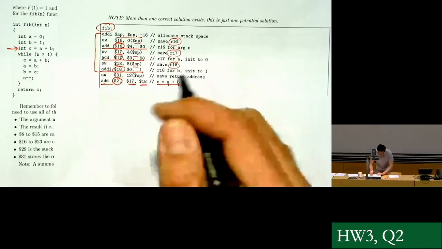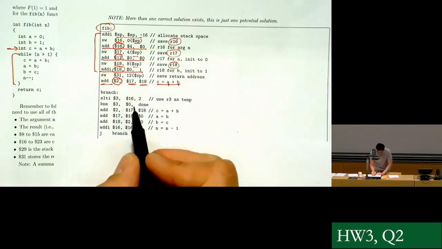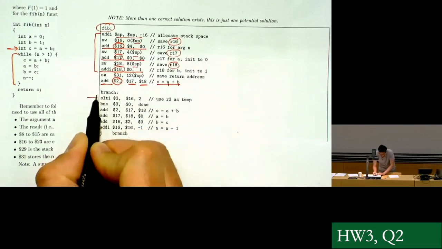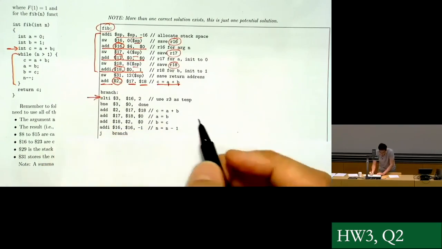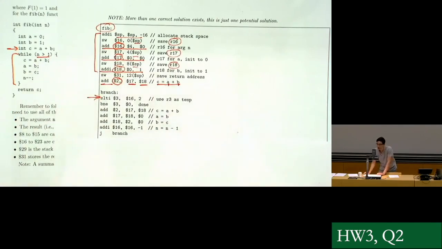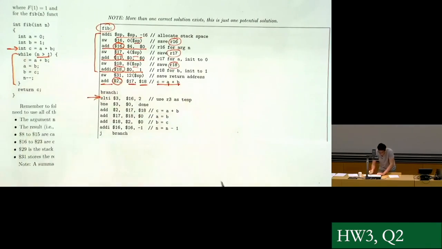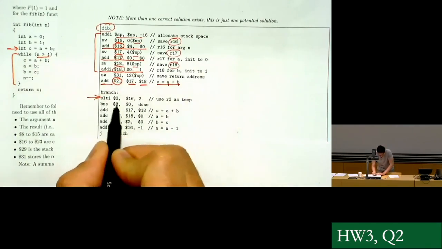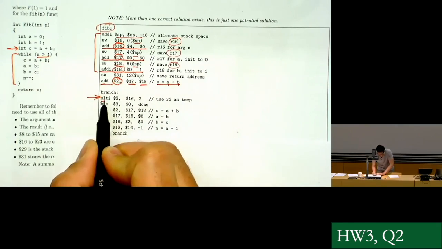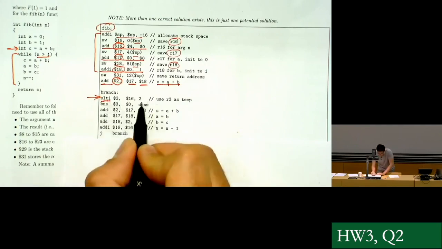And now, the next thing that we are going to find is this while loop, right? So in the while loop, the first thing we do is checking the boundary condition. So here, n must be greater than 1 to get into the loop body. And this is what we are doing with this set on less than immediate.